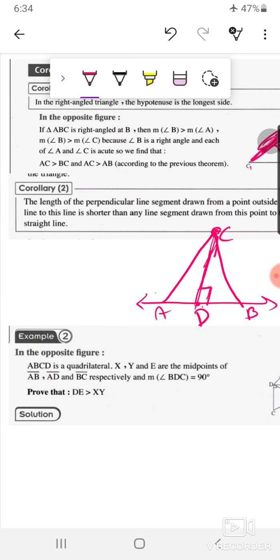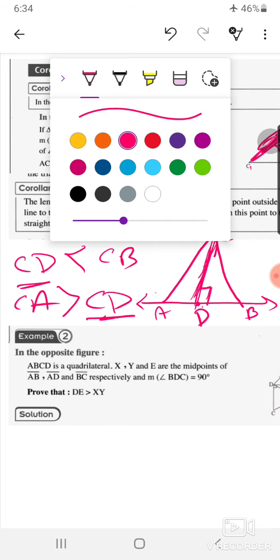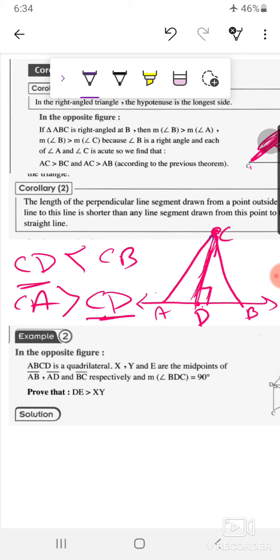Here, which is called CD, CD is the shortest side. So CD is smaller than CB. And also CA, the other side, is greater than CD. So CD is the smaller one. Here, this is called CD, which is drawn outside the straight line. Now let's take the last example in this lesson.